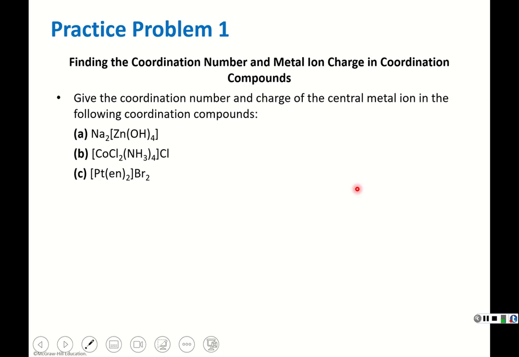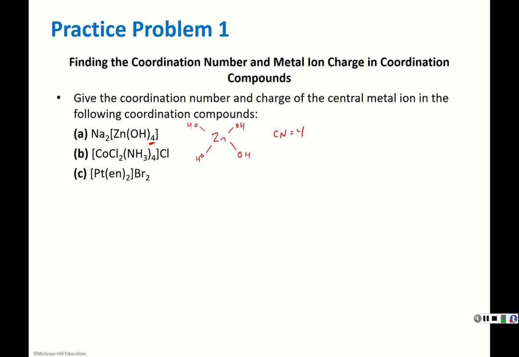Okay, so let's try a practice problem. Give the coordination number and the charge of the center metal ion in the following coordination compounds. For A, we have zinc tetrahydroxide. So that is zinc, and we have 4 things coordinating it. We can draw this out. We don't really know the geometry of it, we just know that there are 4 hydroxides on it. So the coordination number here is 4.